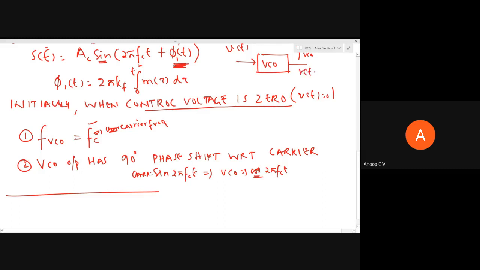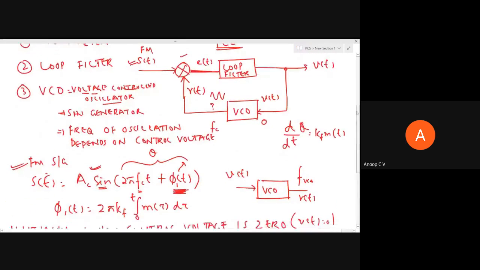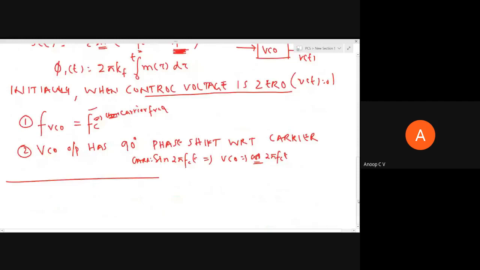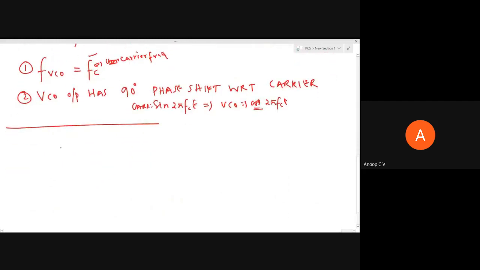So the VCO output, as per our diagram, is R of t. Maybe I can draw that diagram once again. So what we have now is a multiplier. To one end of the multiplier we are giving S of t, that is our FM signal. We know what the FM signal is now. Here we are giving R of t. R of t is nothing but our VCO output.